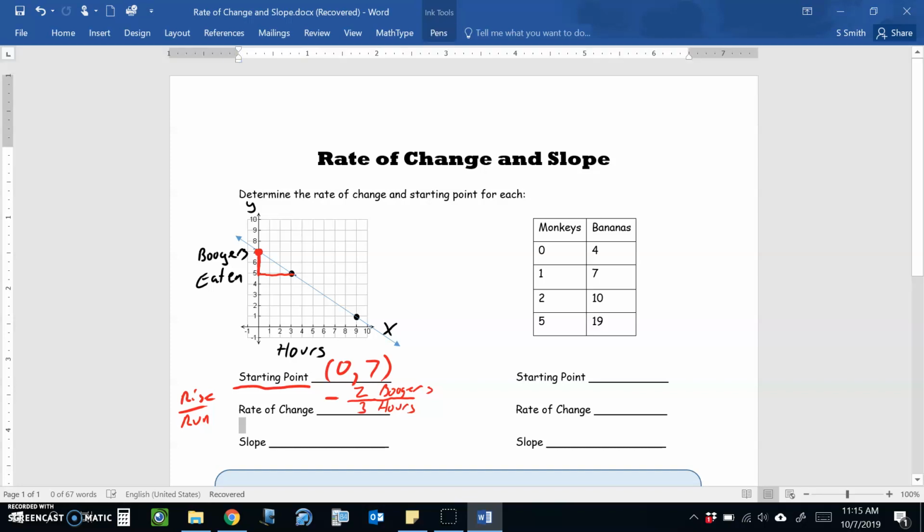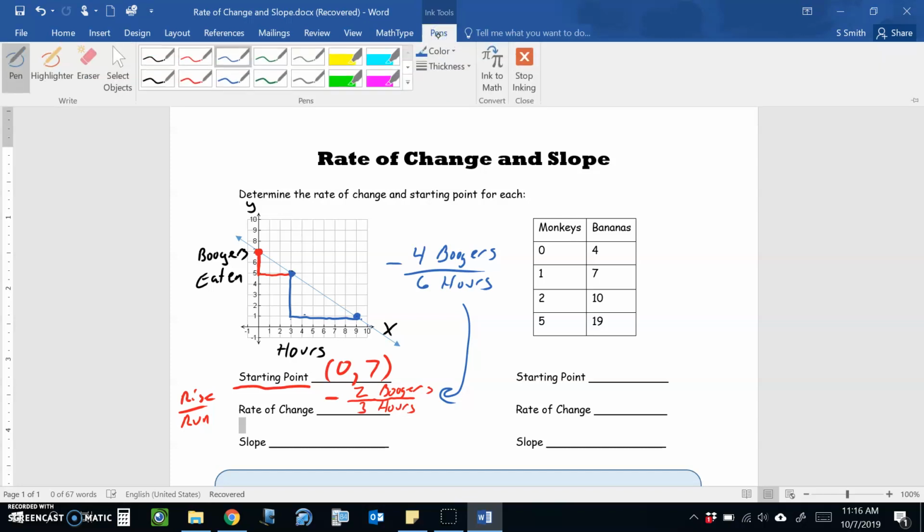Hey, Smith, I didn't like those 2 points. What if I picked this point and this point? Check this out. Even if we did that, it's still negative, right? It's still going down. But in this case, if I went with these 2, it goes down 1, 2, 3, 4. So it'll be down 4 boogers per, and it goes over 1, 2, 3, 4, 5, 6. 6 hours, right? But if we reduce this, what is 4/6 reduced to? Well, they're both even. So 4 has 2 2s, and 6 has 3 2s, so it still reduces to negative 2/3 boogers per hour. Moral of the story is this, y'all. Doesn't matter which points you choose, it's still going to have the same rise over run, the same rate.